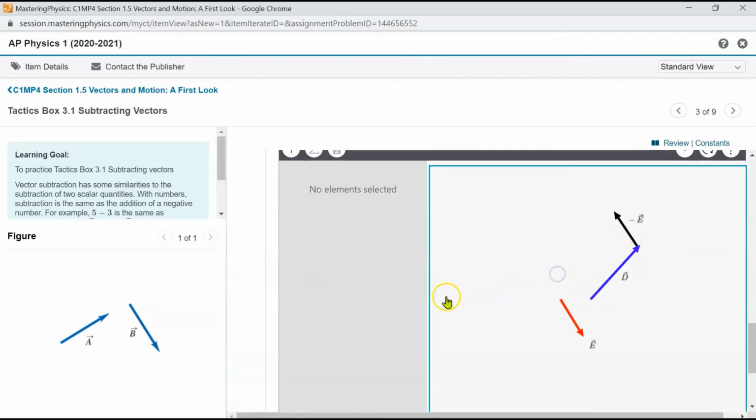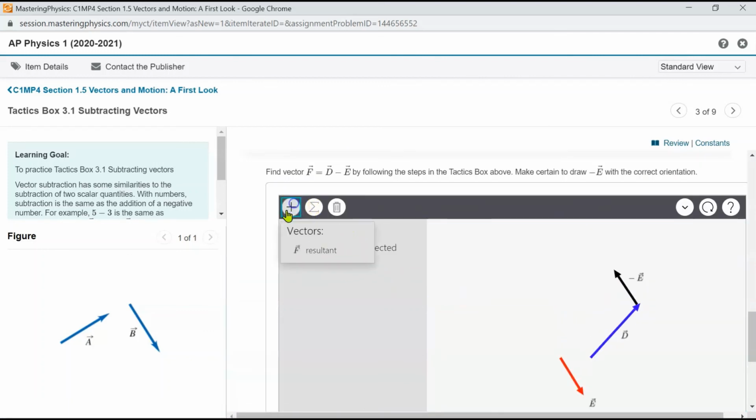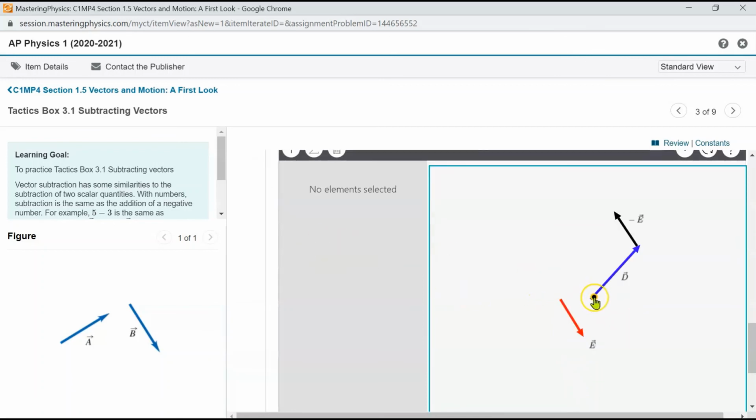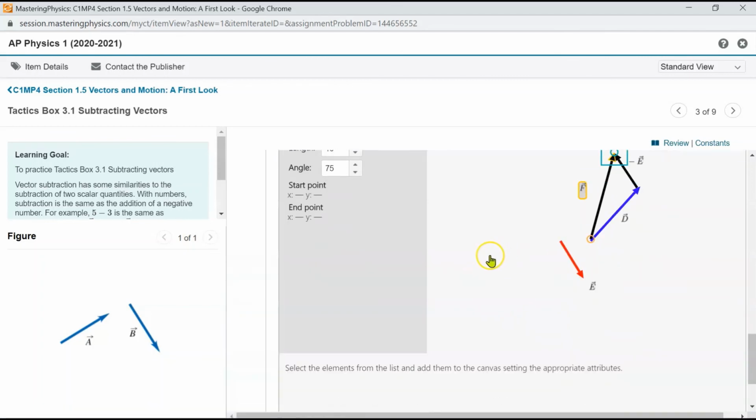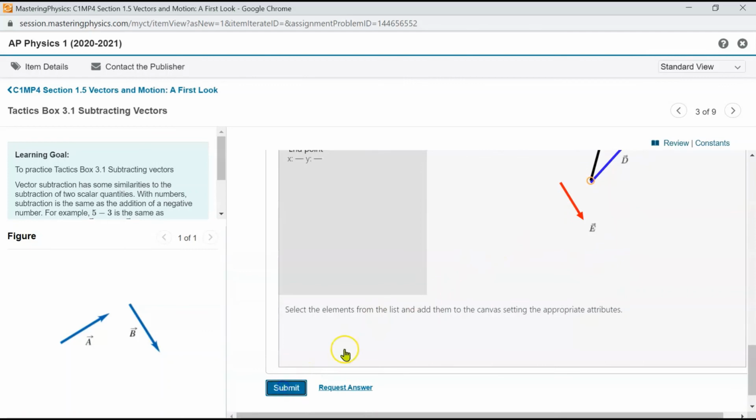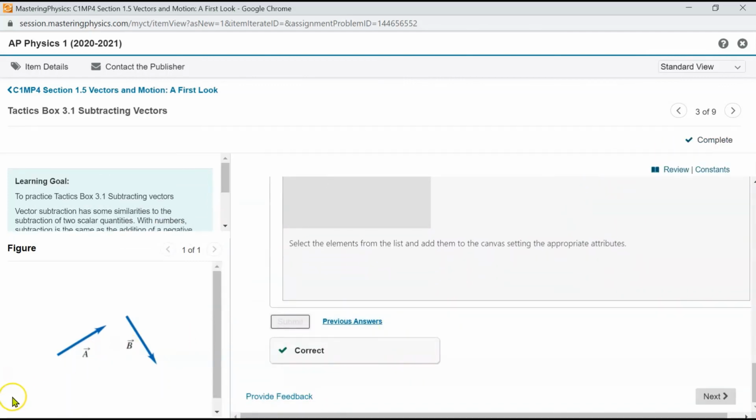Okay, pretty close. All right, so same as before. Now our resultant vector, we start at the tail of the very first one and draw it to the tip of the last one. And that's it. Let's see if I got close enough. Yes, it is. All right. Good job.